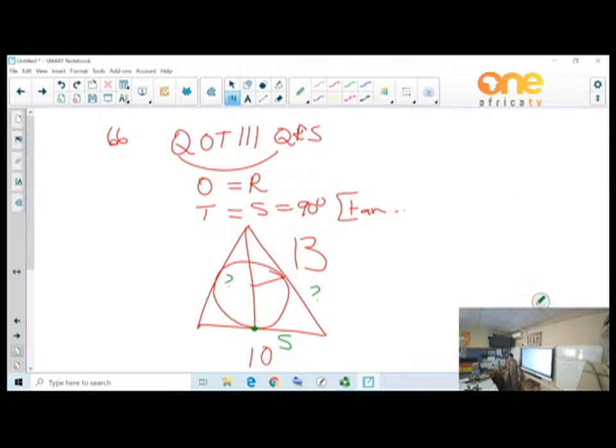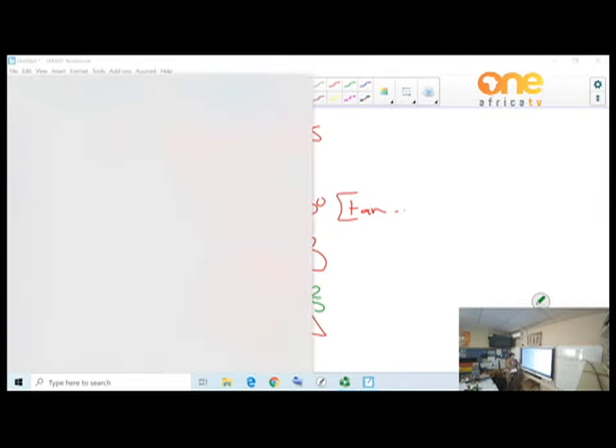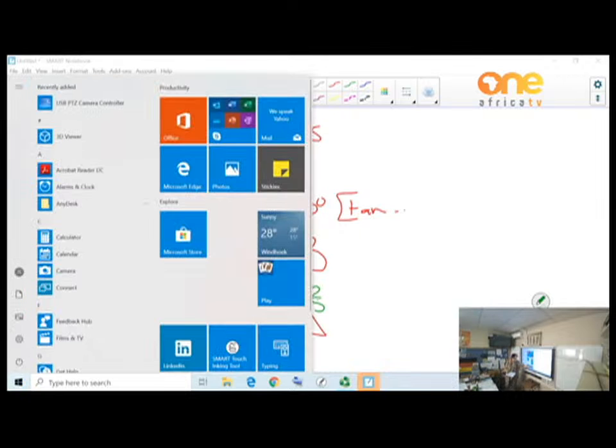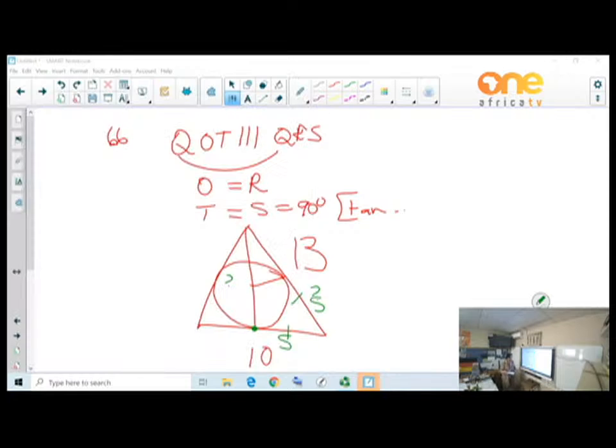Why? Yes, yes, yes. This one is also 5 because 2 tangents from the same point are equal. This one is not 6.5, because that's what the learners tell me, half of 13. No, 2 tangents from the same point are equal. So this one will be 8.